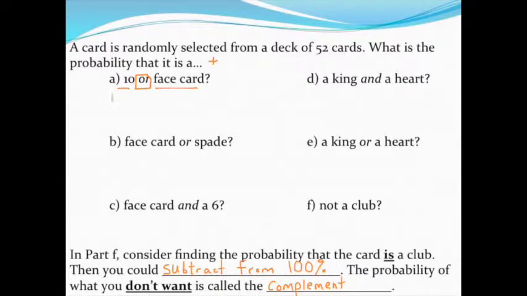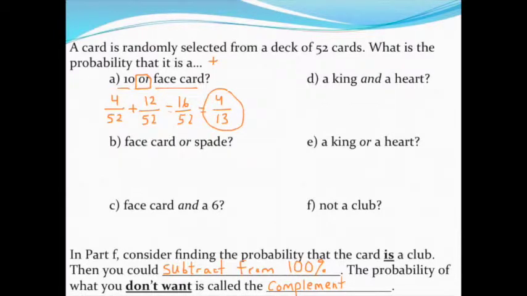To pull a 10 out, there's 4 10s in a deck out of 52. In addition to that, I want to know about getting a face card. Well, there's 12 face cards, the jacks, kings, and queens of each suit, out of 52. So the probability that one of these things happens is just the sum of the individual probabilities. That gets me 16 out of 52, or if I change that into a fraction, I've got 4 out of 13. Again, I can express that as a fraction, a decimal, or a percentage if I want to.